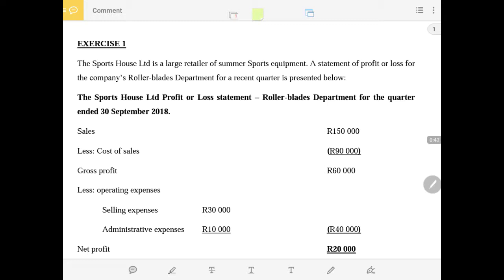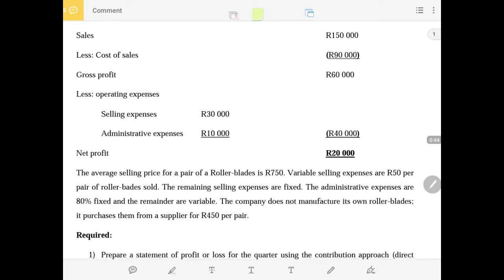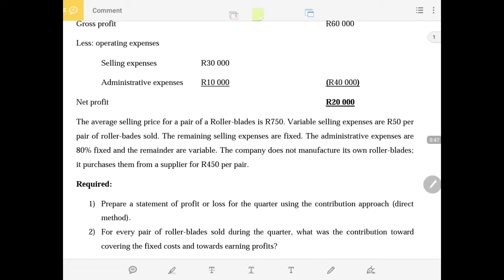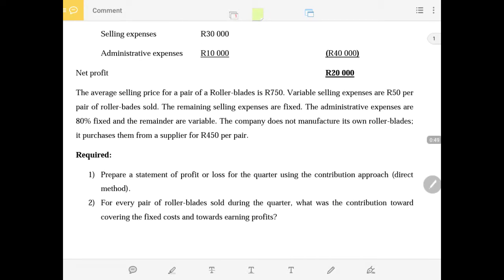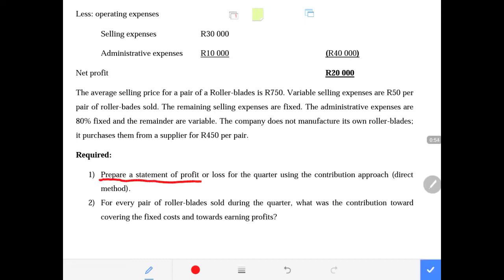or the contribution method. Now, that being said, let me go to the requirement. It says we are required to prepare the statement of profit or loss for the quarter using the contribution approach. The contribution approach is sales minus variable cost. Then we get to the marginal contribution. Then you say minus fixed cost, we get to the profit for the period. So that's what the contribution approach has been teaching us.